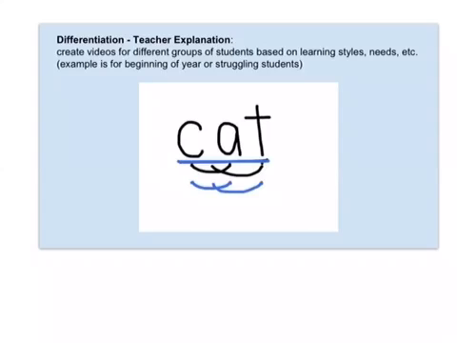Multiple videos can be created and used in small groups for differentiation. For example, you can have a video for students that are struggling with a skill, students that are on grade level with a skill, or students who need a little bit of a challenge above and beyond the skill that you're learning as a whole group.